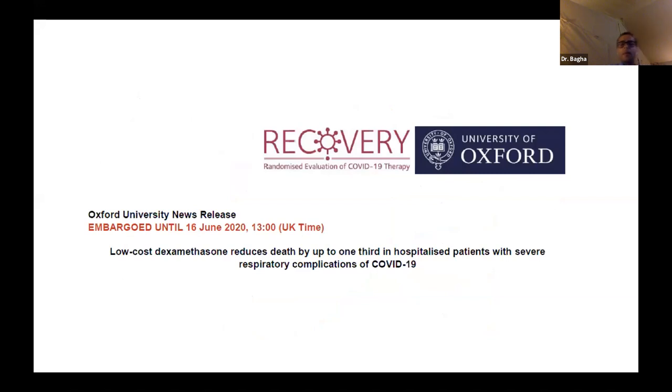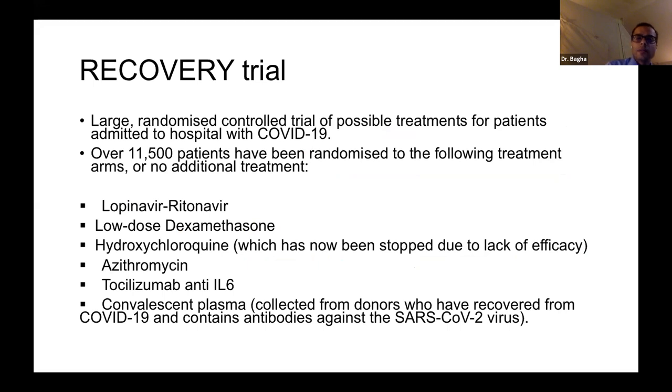Now, this was a major trial that is called the RECOVERY trial, which was looking at multiple therapies in SARS-CoV-2 infections. And what they found was that it was only the low-cost dexamethasone which reduces death by up to one-third in hospitalized patients with severe respiratory complications of COVID-19. And as I said, this was a very large randomized controlled trial of possible treatments for patients admitted to hospital with COVID-19. And they had more than 11,000 patients. And these are the various treatment arms that they had. And the only one that was found to be beneficial was actually low-dose dexamethasone, which had a mortality benefit.